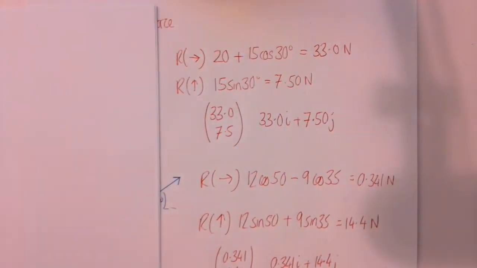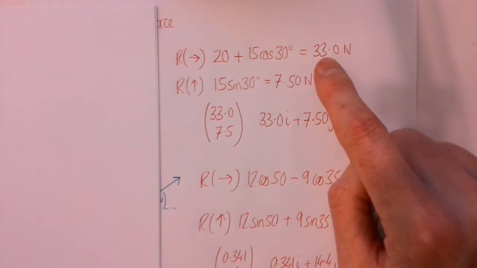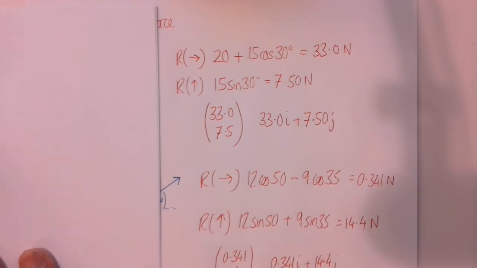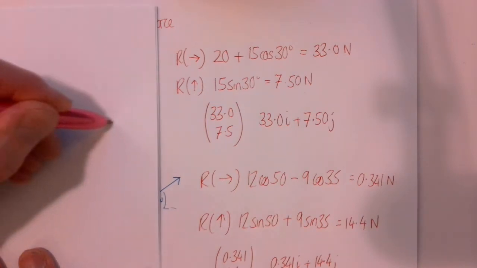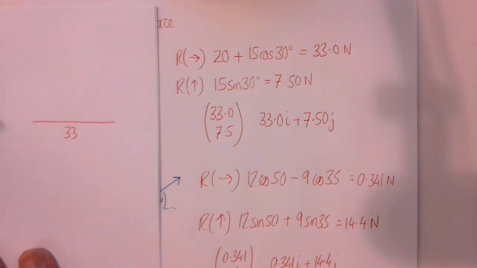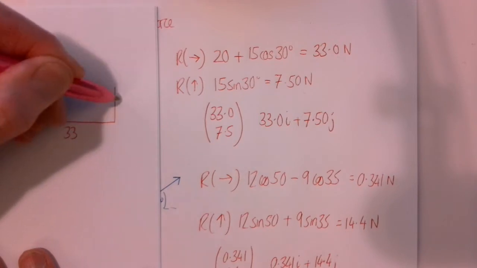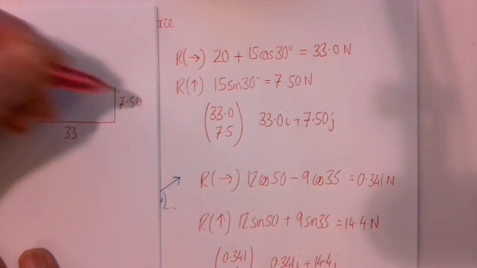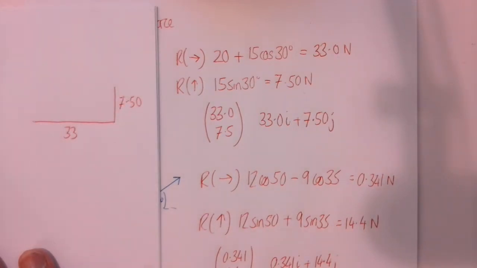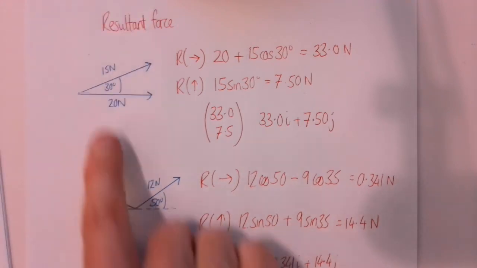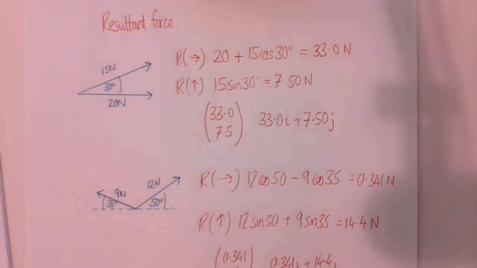So in this first example, the net effect is a force of 33 newtons in the x direction, so let's draw that, and 7.5 newtons in the vertical direction. So what's the combined effect of that? We've got these two forces, what's their combined effect? And most importantly, what direction is that going in?